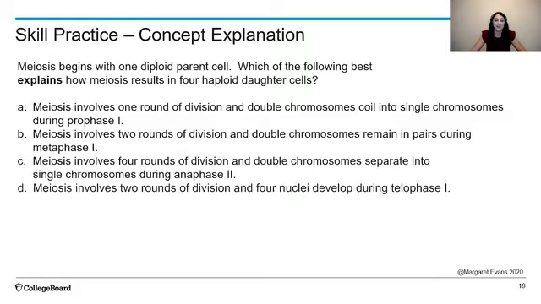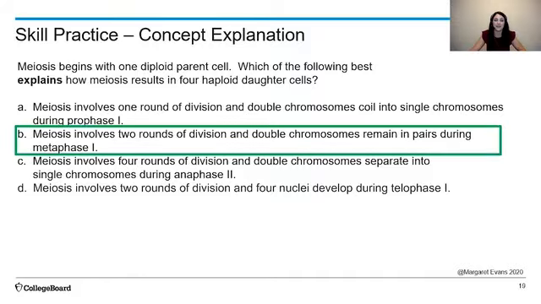All right, so the question asked which of the following best explains how meiosis results in 4 haploid daughter cells, and the correct answer is B. Meiosis involves 2 rounds of division, and double chromosomes remain in pairs during metaphase 1. The fact that they remain in their pairs during metaphase 1 means that they're going to separate those pairs, and that's when we get the haploid cells that result at the end of meiosis 1. And that's why B is the correct answer, because it is explaining how we're getting those haploid daughter cells.